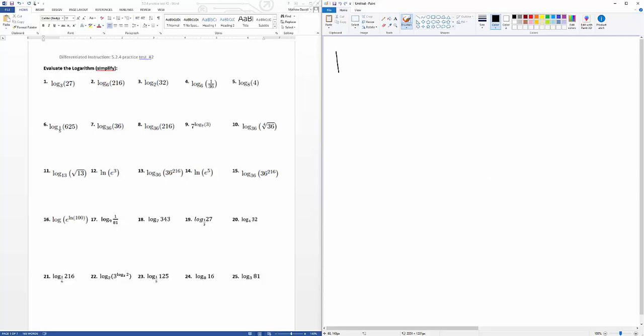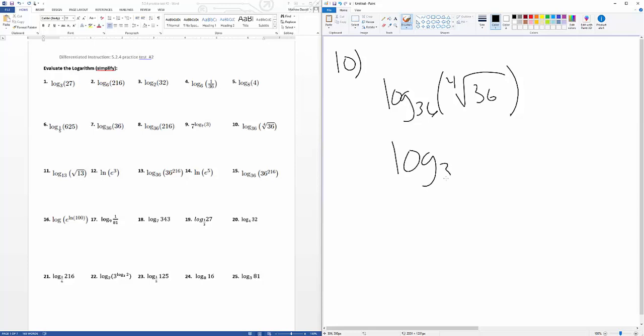Let's look at number 10. So log base 36 of the fourth root of 36. Whenever you have a root, that goes in the denominator of your exponent. So this is going to become log base 36 of 36 to the first power, so 1 over whatever your root is, which is 4. These are inverses, so they reduce, and I get 1 over 4.